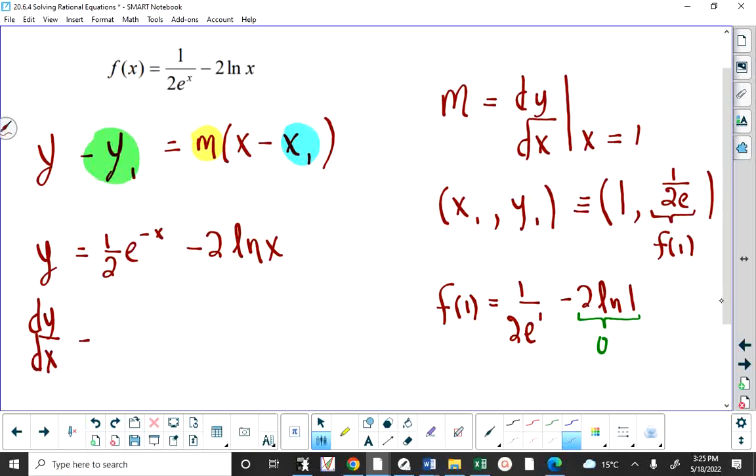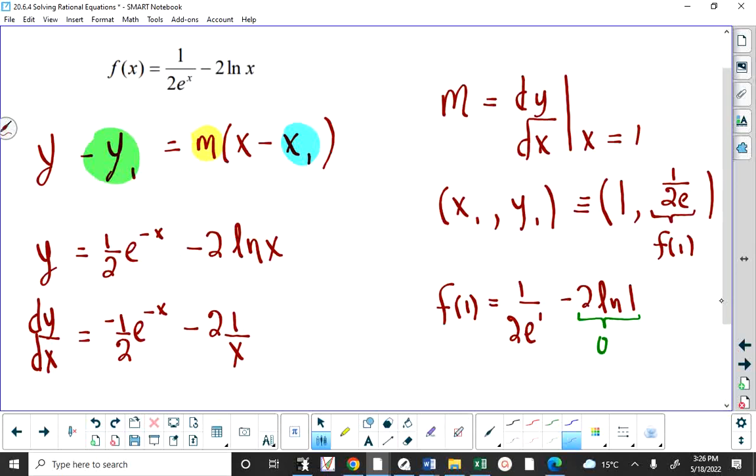dy dx is, okay, so what is the derivative of a base e exponential term? It's the base e exponential term multiplied by the derivative of the exponent of the argument of the exponential function. Now the exponent is negative x. The derivative with respect to x of negative x is negative 1. So I'm just going to put a negative in front of the 1/2. Minus 2 times, now what is the derivative of the ln of x? It's 1 over x. So this is what we have for our derivative.